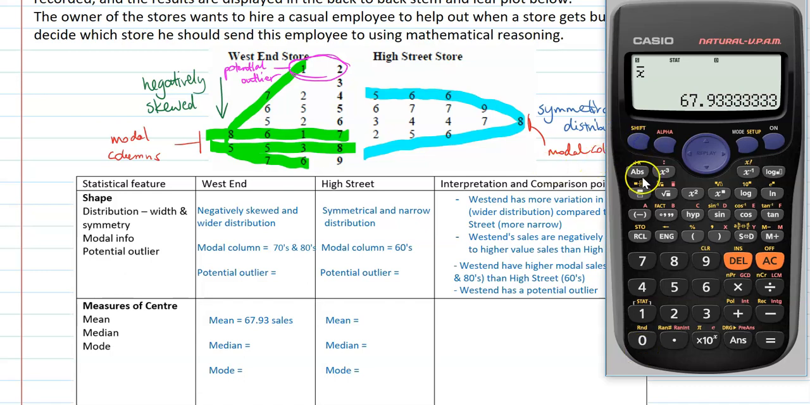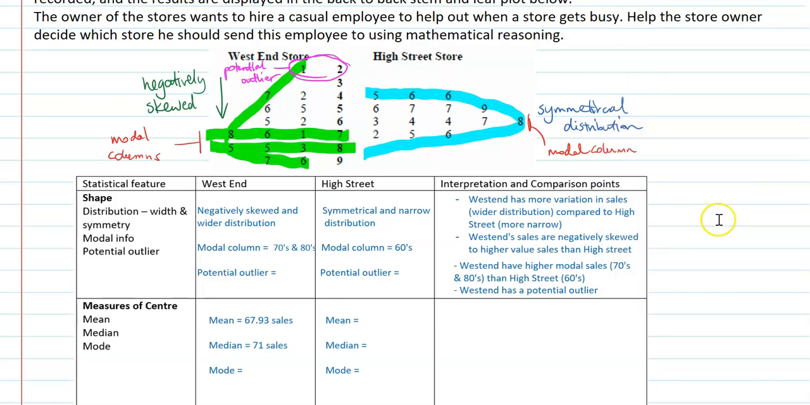To access the median, I'll go back to that statistical menu, select option 5 and then option 4 to get our median, and don't forget to press equals. So my median is 71. Looking at the West End data for the mode, you'll notice that 85 occurs twice and no other score occurs more than once. So my mode is 85.